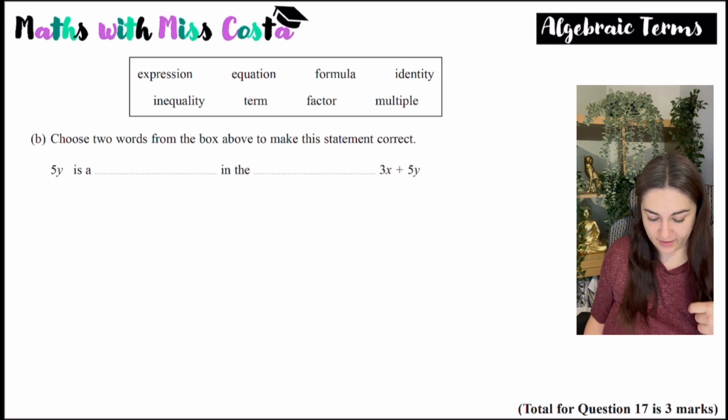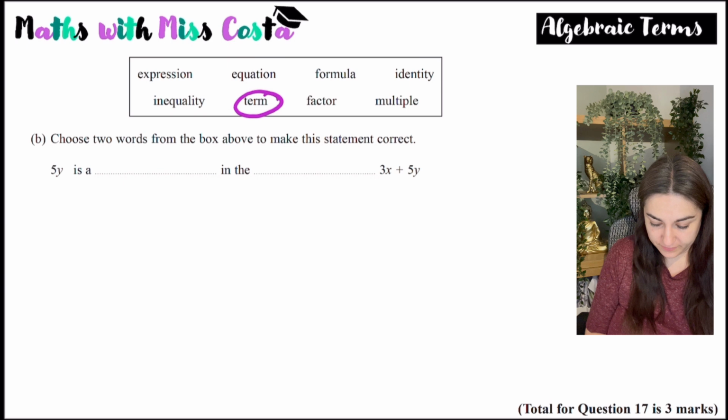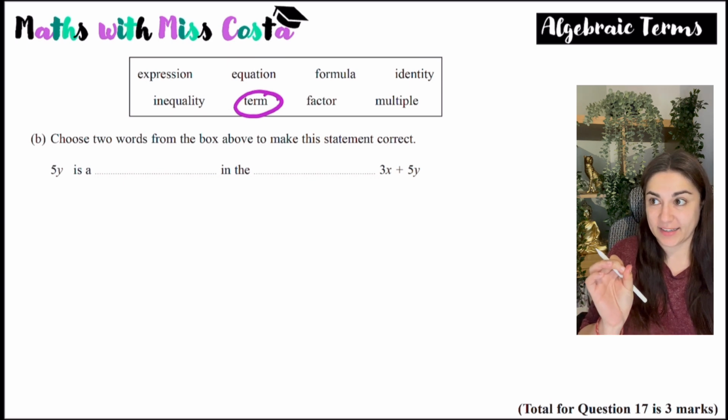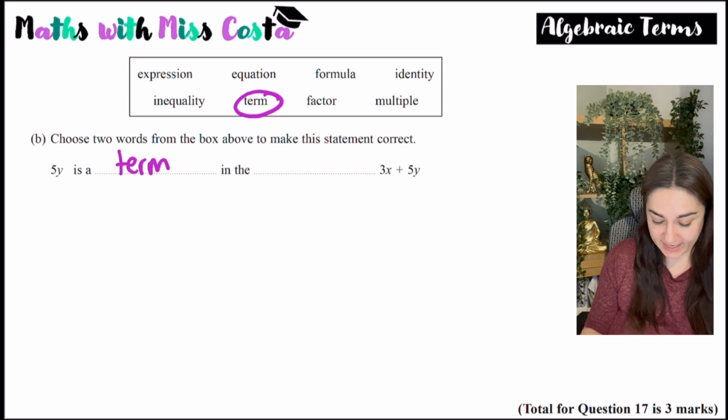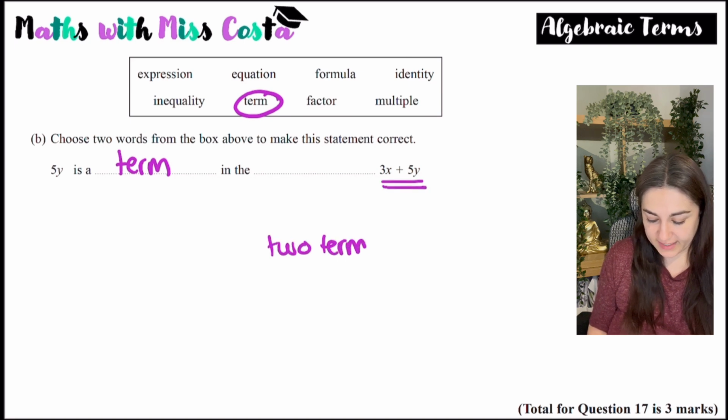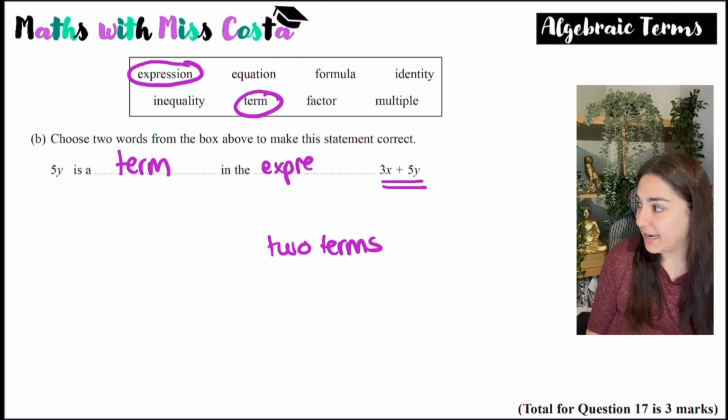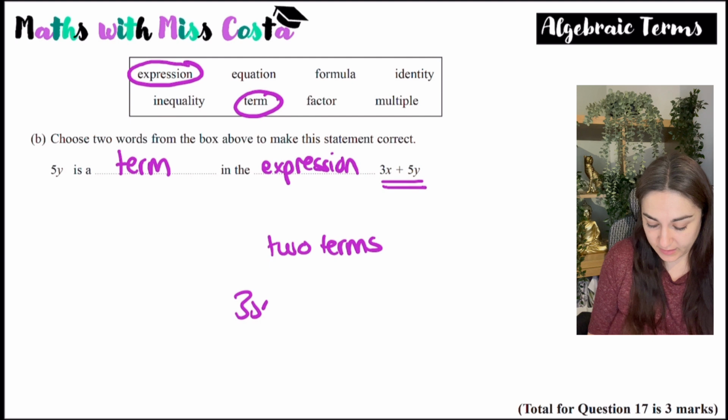Okay, so here I need to choose 2 words from the box to make this statement correct. Okay, so 5y is a term, because a term is anything that is either a number or a piece of algebra or a letter and a number together. So 5y is a term in the, and now this is 2 terms, and when you have 2 terms, even 1 term actually, it's an expression. So 5y is a term in the expression.